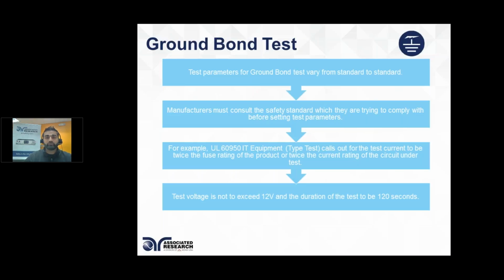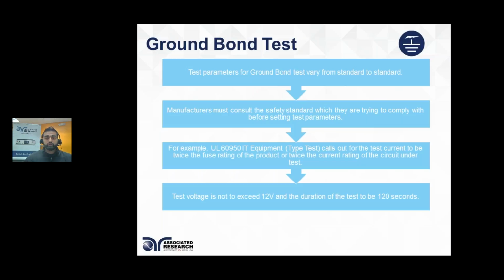So like I mentioned earlier, if you were connecting the IT equipment, or potentially that IT equipment could be connected to a 15 amp breaker, you want to ensure it could pass the 30 amp ground bond test. We make testers up to 60 amps that could do ground bond tests. So a wide variety of testers that we make go up to 60 amps of ground bond testing.